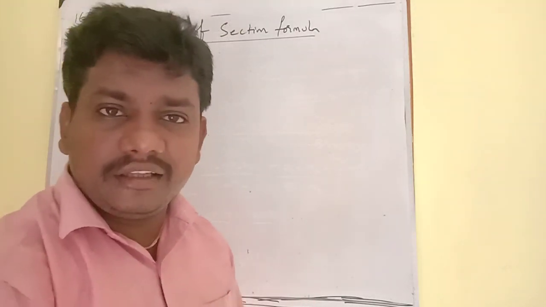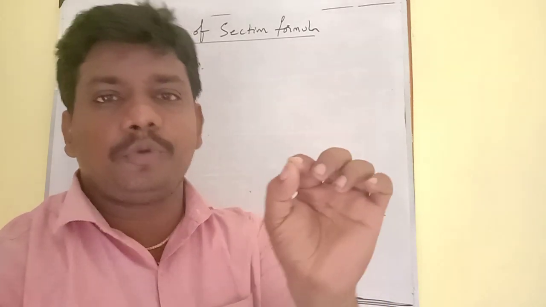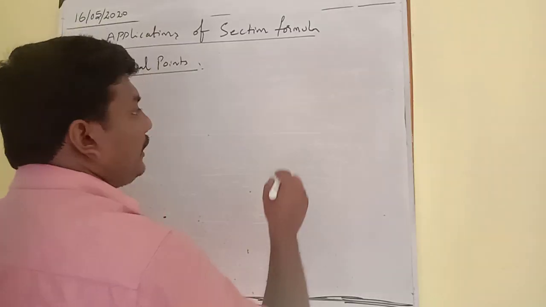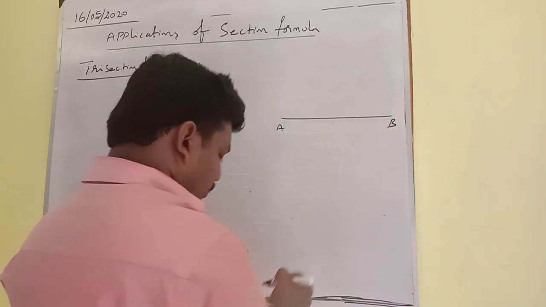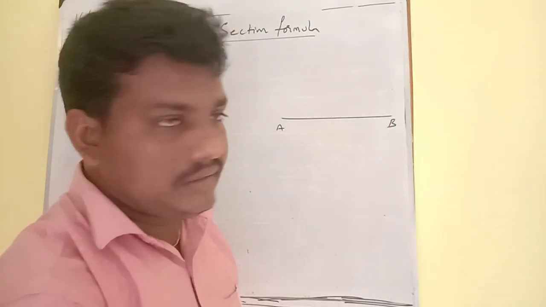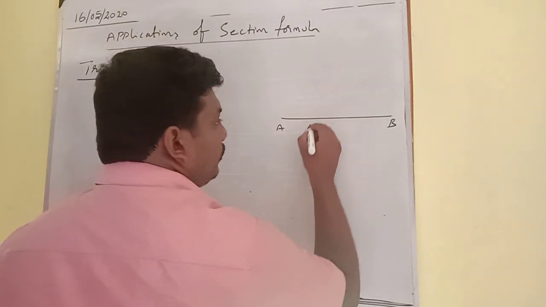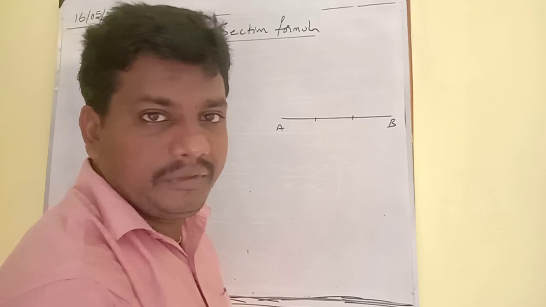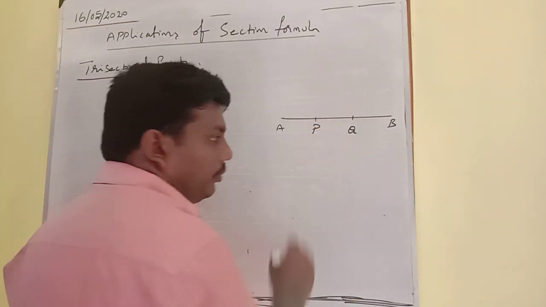If you want to divide the given line segment into 2 parts, it is enough to make 1 point on the line segment. But in the case of dividing the given line segment into 3 parts, suppose A, B, we are going to divide this AB into 3 equal portions. We require 2 internal points. That means 2 places we need to intersect. That is a P point, another one Q point.